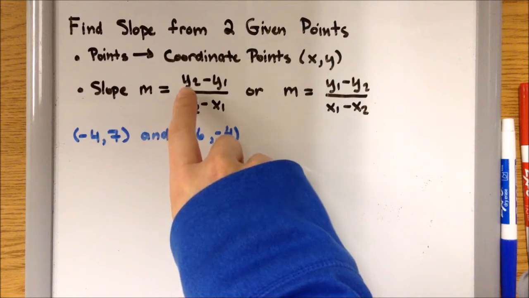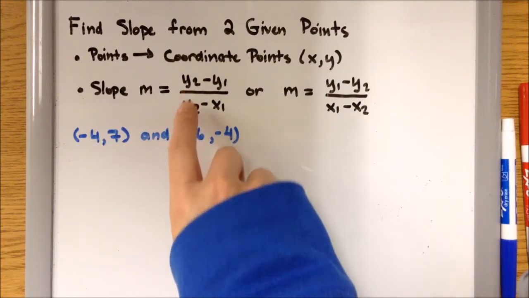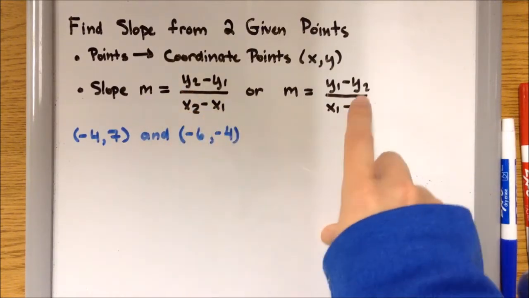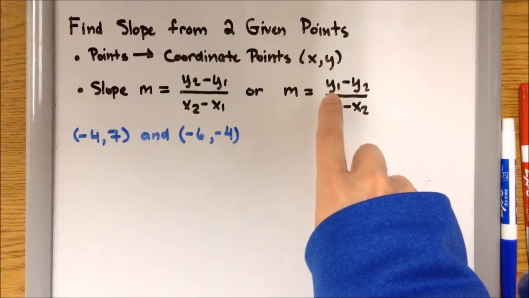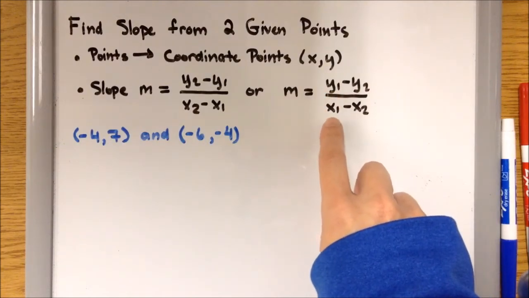So if you start with the 2's on the top, you gotta start off with the 2's on the bottom. If you start off with the 1's on the top, then you gotta start off with the 1's on the bottom.